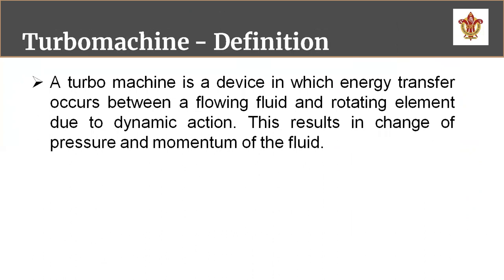So when we clearly define what is a turbo machine, a turbo machine is a device in which energy transfer occurs between a flowing fluid and rotating element due to dynamic action. This results in change of pressure and momentum of the fluid. So the energy transfer takes place because of the change in the momentum of the fluid.